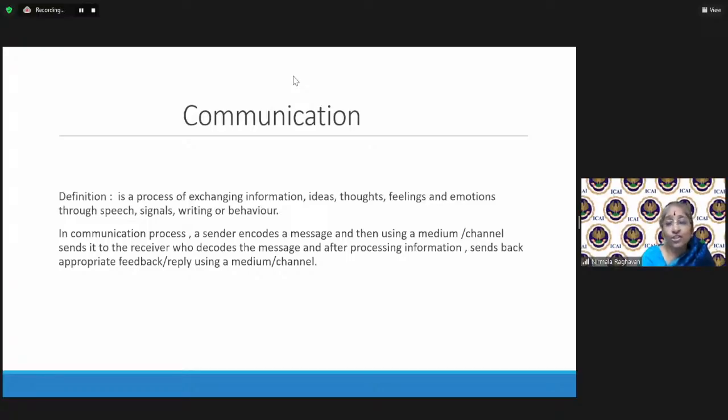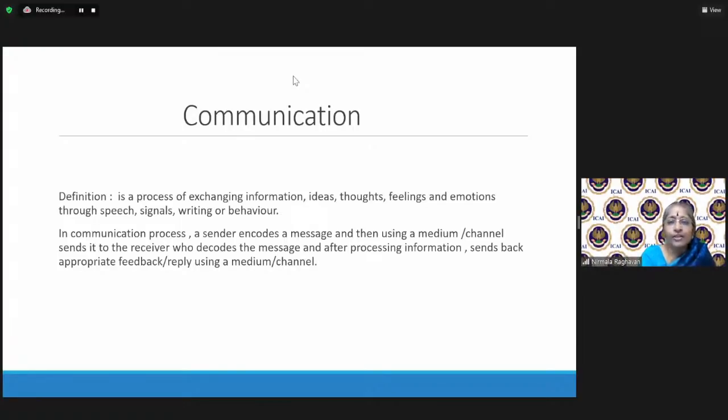So it's a process of exchanging information. It's not passing on the information, but it is an exchange where the sender sends the message, the receiver listens to it, understands it, and responds relevantly. Okay, that is communication. In a communication process, a sender encodes a message and then using a medium.